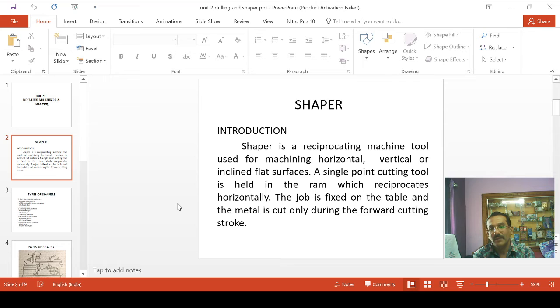In a Shaper, a single point cutting tool is held in the ram, which reciprocates horizontally. Only a single point cutting tool is employed to produce a horizontal, vertical or inclined surface. The job is fixed on the table, which carries a machine vise or a machine swivel vise. The metal is removed only in the forward stroke, and the return stroke is faster than the forward stroke. That is the introduction of a Shaper.